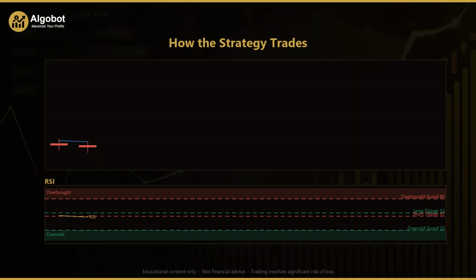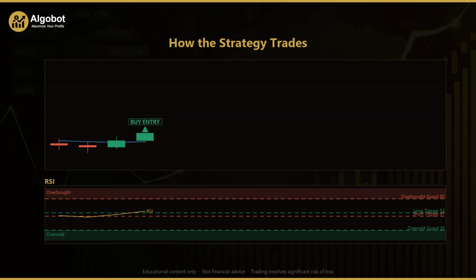On the price panel, you can see the candles with the 34-period EMA drawn as a smooth blue line running through them. Below, in the subpanel, is the RSI, with dashed lines marking the long trigger at 53, the short trigger at 47, the overbought guard at 80, and the oversold guard at 20. Watch how the two panels move together.